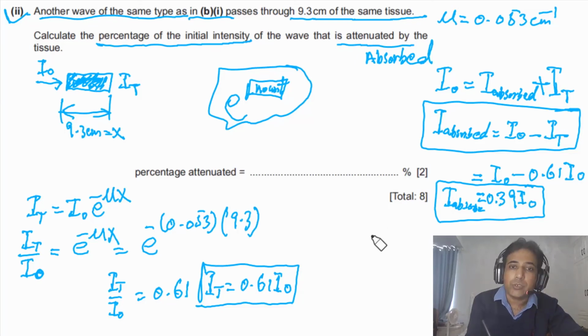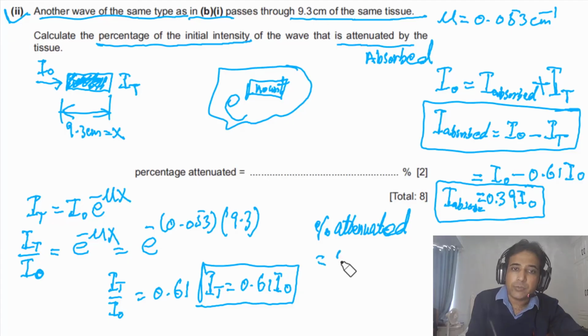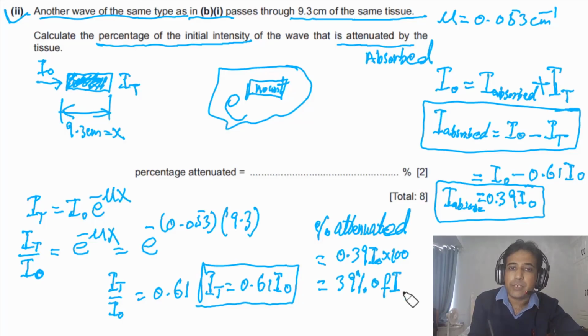We need to convert this into a percentage. So simply we have to multiply it by 100. So the percentage attenuated has to be equal to 0.39 multiplied by 100. So this will be equal to 39% of I naught.